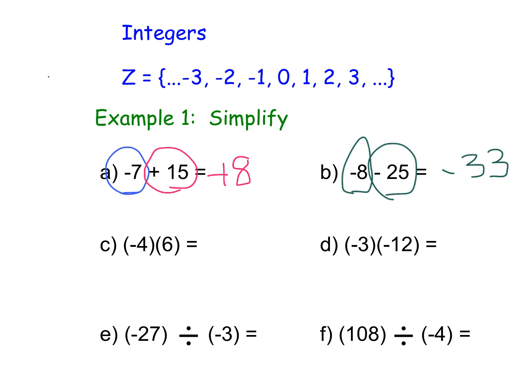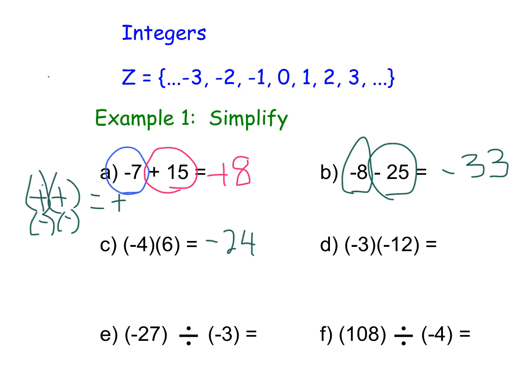And we have rules for multiplying integers. If the signs are the same when we're multiplying integers, so either 2 positives or 2 negatives, then we always get a positive answer. If the signs are different, we get a negative answer. So for part C, we can see that we have 2 different signs. Our answer will be negative. And then 4 times 6, hopefully you can do that using mental math. If you can't, use your calculator. 4 times 6 is 24.